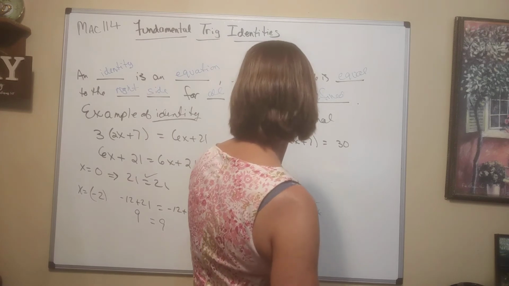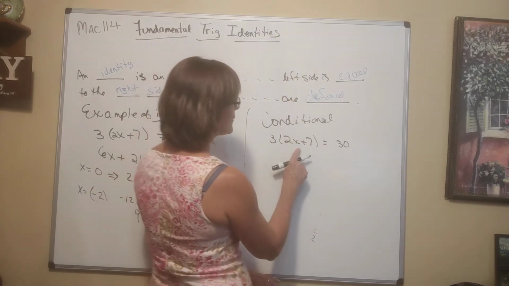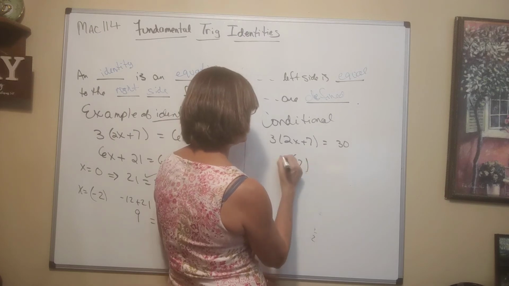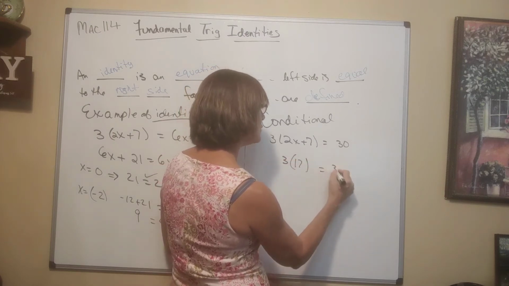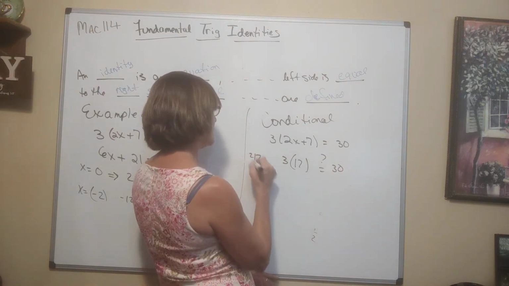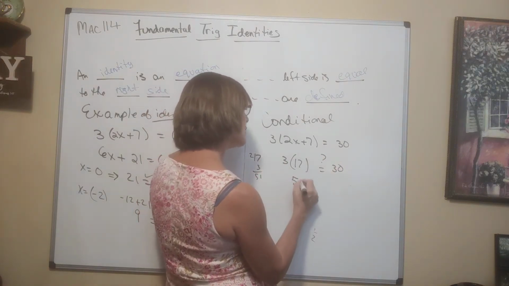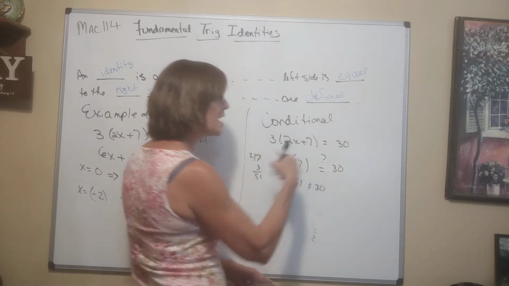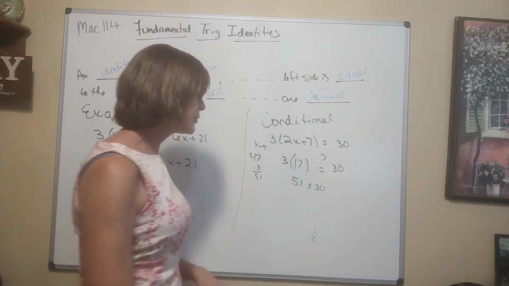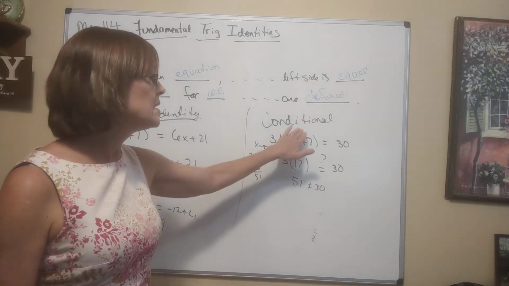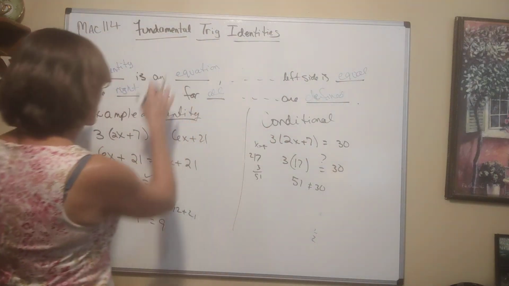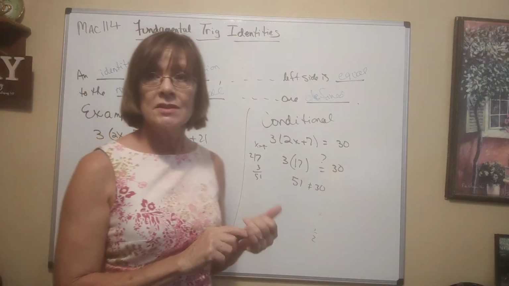Well, when x is 5, what do we get here? 2 times 5 is 10, plus 7 is 17. 17 times 3. Does this equal 30? Let's see. 17 times 3 is 51. Does 51 equal 30? No. So it's not true for any value of x. This is when we let x equal 5. It's only true when x is 3/2. It's conditional. So what we're dealing with are not conditional statements. We're dealing with identities for the next two sections in this trig chapter.